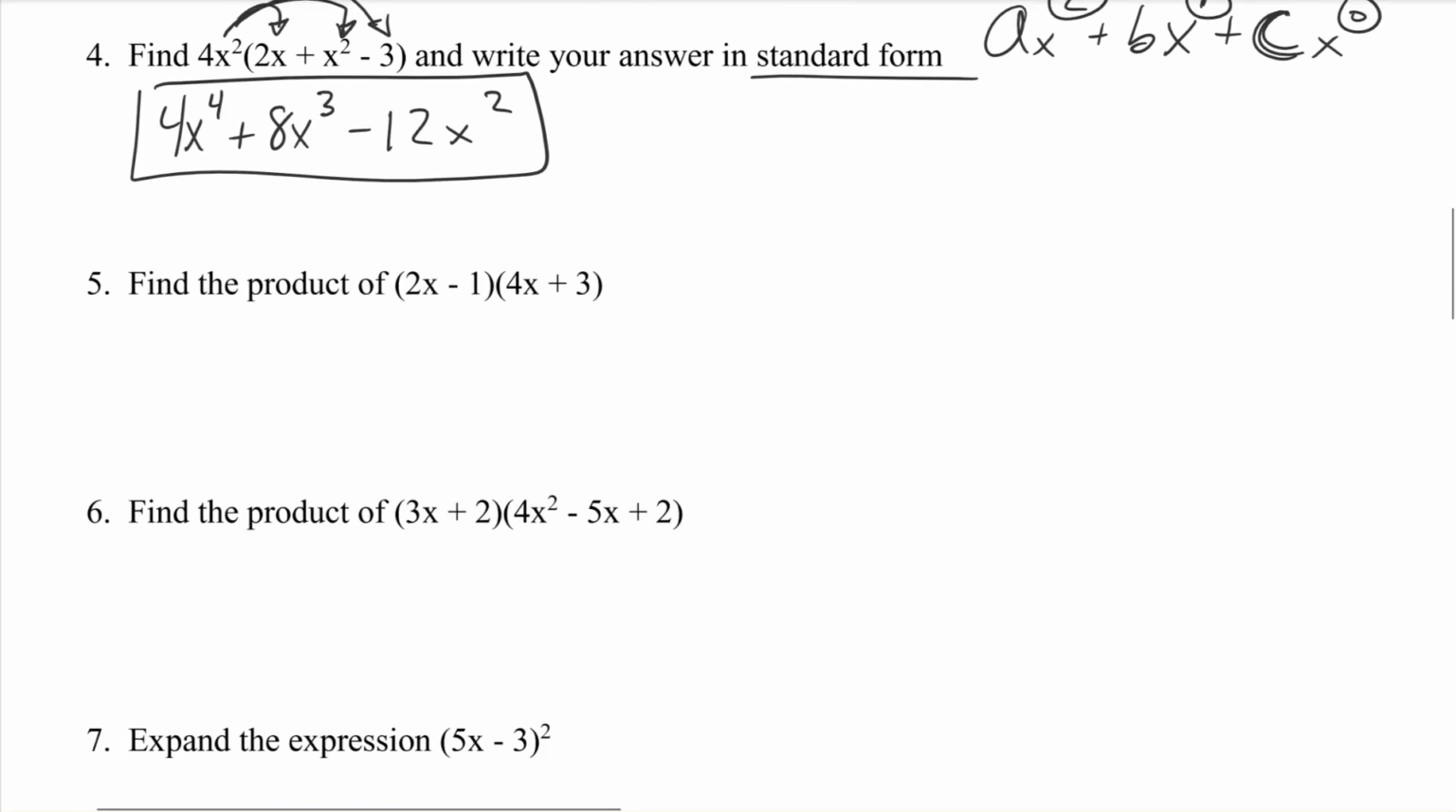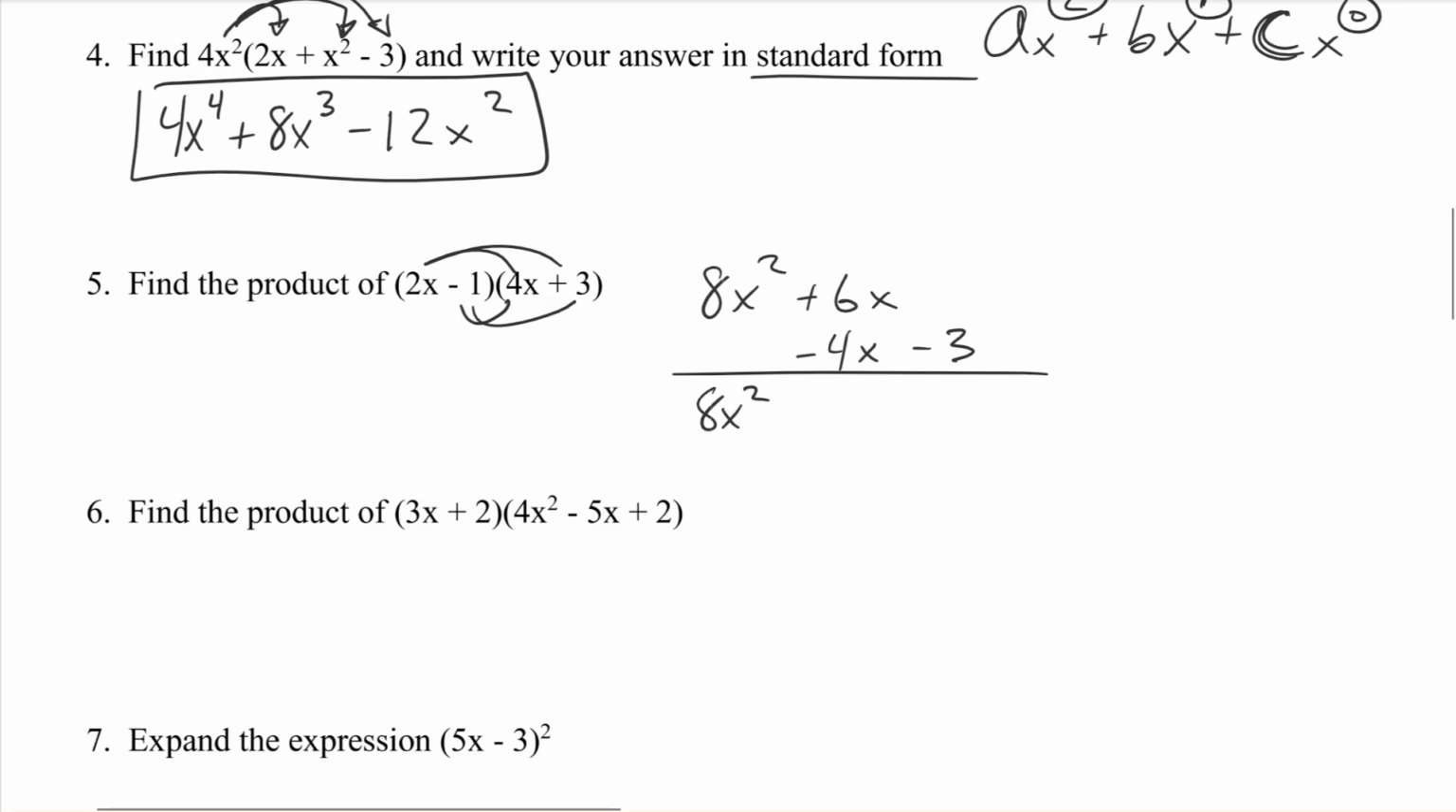5, find the product, just means to multiply. So we'll FOIL this, first terms, 8x squared. 2x and 3 make 6x. Negative 1 and 4x make negative 4x. And negative 1 and 3 make negative 3. Add them together, 8x squared plus 2x minus 3.